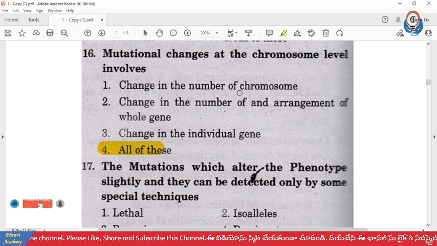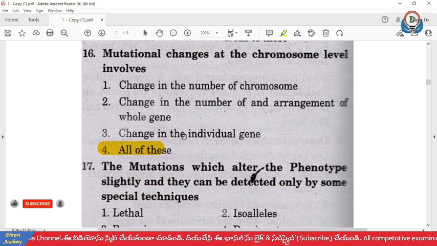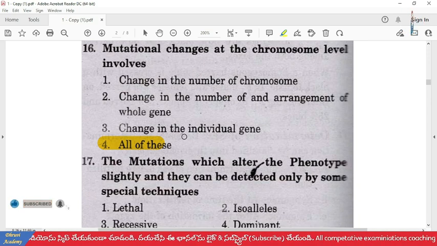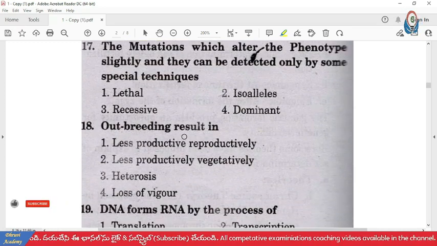Mutational changes at the chromosome level involve all of this. Changes in the number of chromosomes may occur, changes in the number and arrangement of whole genes, and changes in the individual gene. Its answer is all of these.